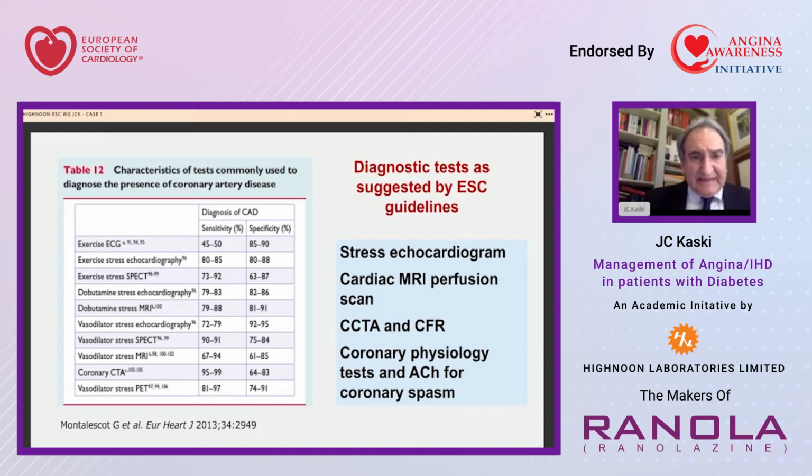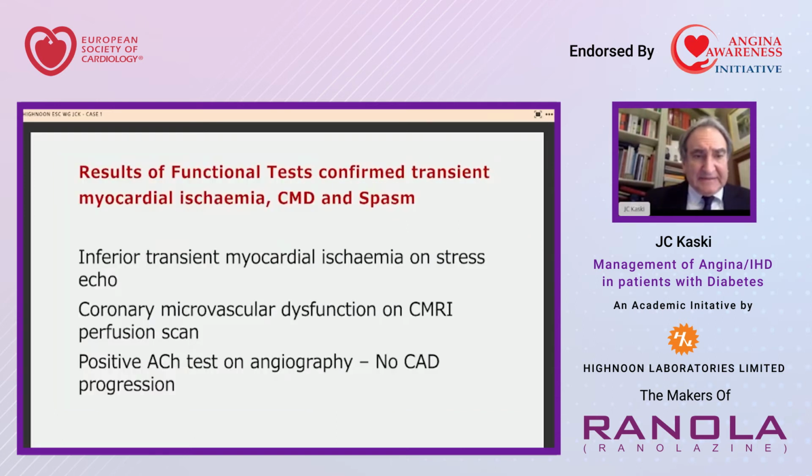So the non-invasive tests listed here and the imaging, the computerized angiography, are good options in this particular case. So I'll summarize briefly what these tests showed. The stress echocardiogram showed inferior transient myocardial ischemia. The cardiac MRI showed coronary microvascular dysfunction, sort of this rim in the subendocardial region of ischemia, suggestive of microvascular dysfunction.